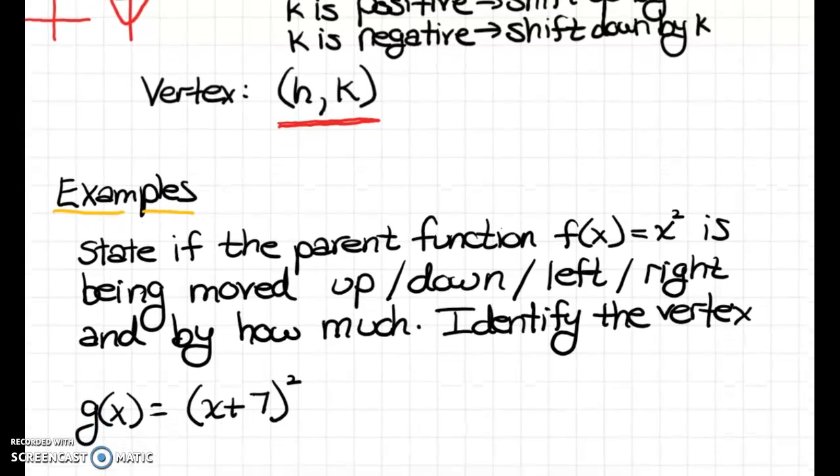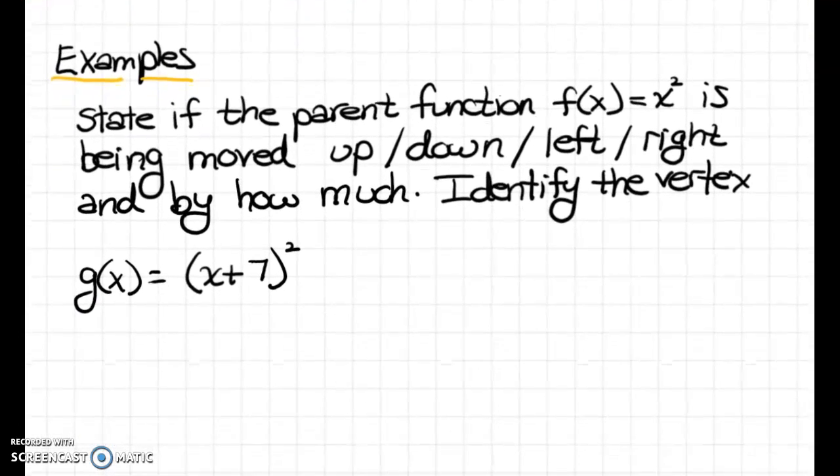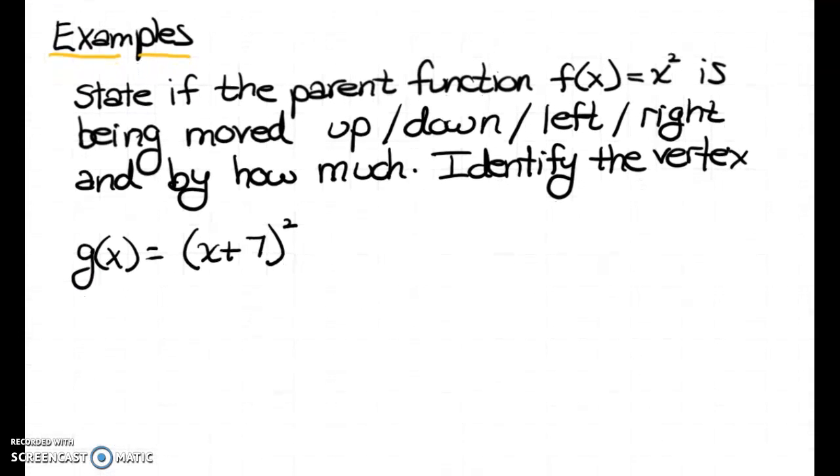So let's work through some examples. Here the instructions say state if the parent function f of x equals x squared is being moved up, down, left, or right, and by how much. Then identify the vertex. So I'm going to go ahead and write just the generic equation.